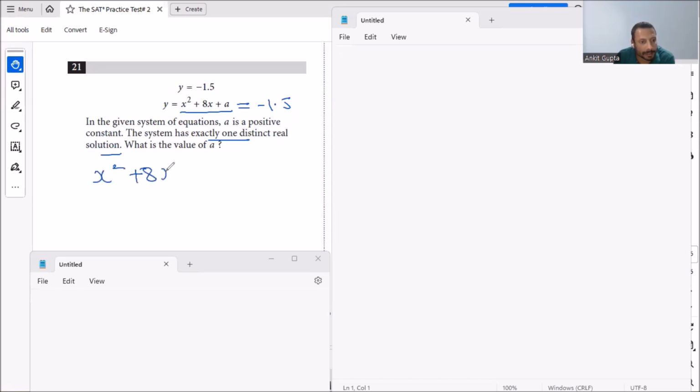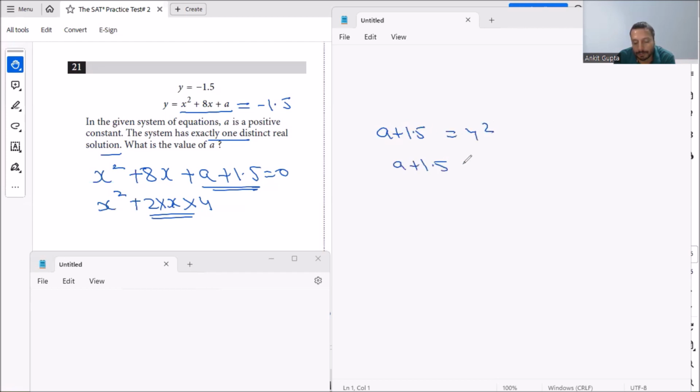So x square plus 8x plus a plus 1.5 is equal to 0. Now if you are able to write this in the form x plus something whole square, then it will have only one solution, right? Because then there will be only one value of x. So in order to do this, we can write a square or x square plus 2 into a, which is the first term, which is x, multiplied by b, which will be the second term, which will be 4, right? Because this is 8x. That means this number is nothing but equal to 4 square. So a plus 1.5 is equal to 4 square.